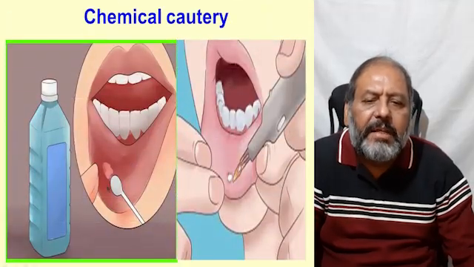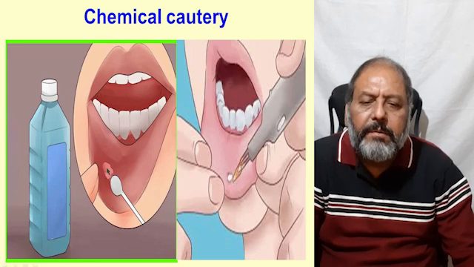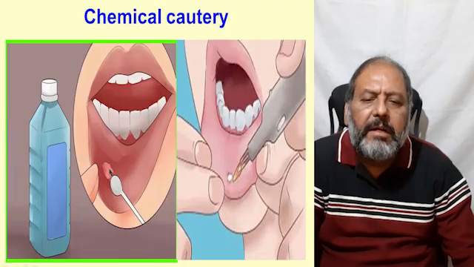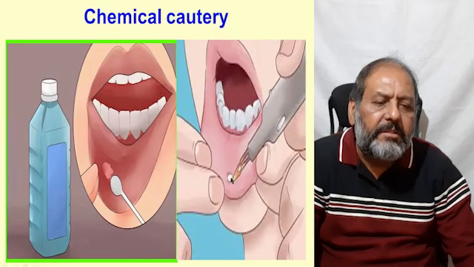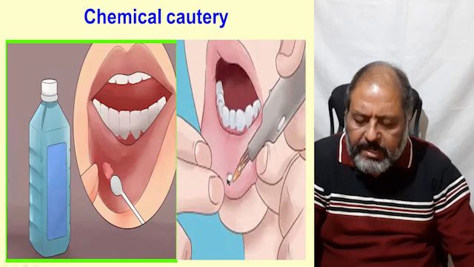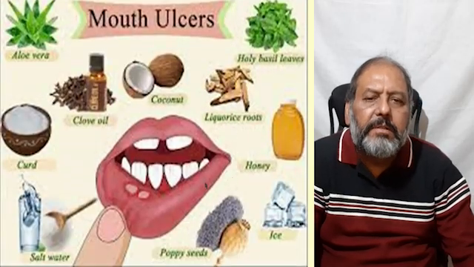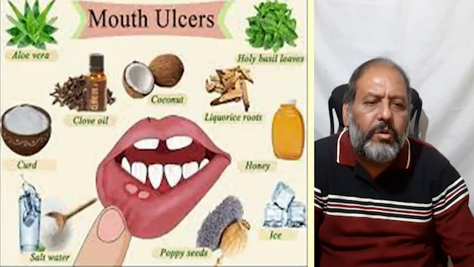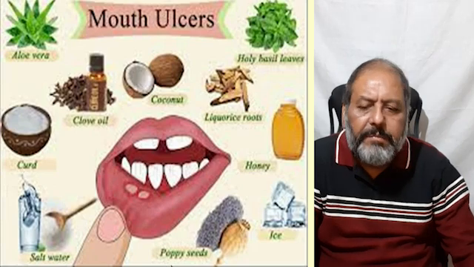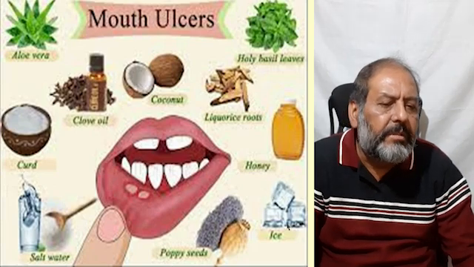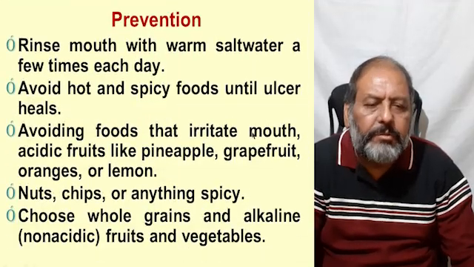And what is that? We use tincture iodine, putting it on a swab and applying it on the ulcer for 5 minutes, or we can use silver nitrate and other chemicals just to have chemical cautery of the ulcer. And here for the mouth ulcer, the different home remedies that can be used: coconut, clove oil, curd, poppy seeds, honey, ice, and licorice roots.